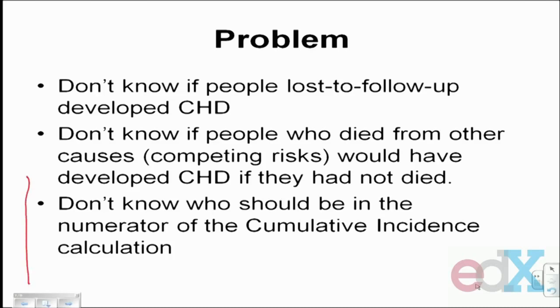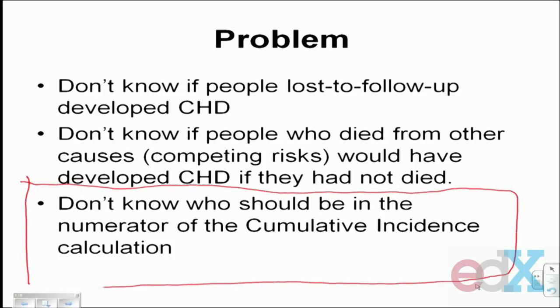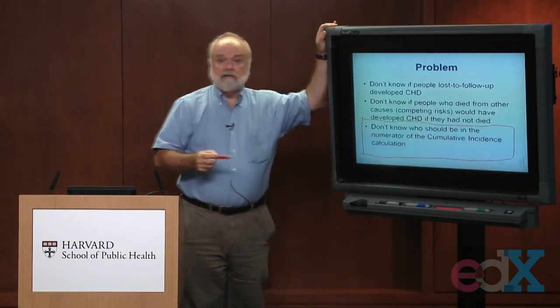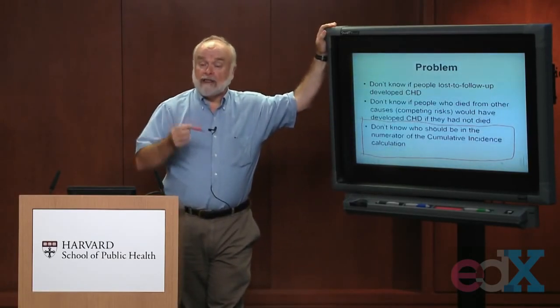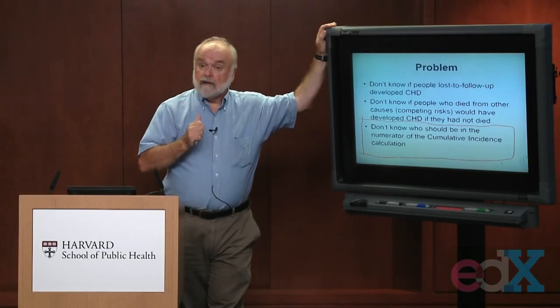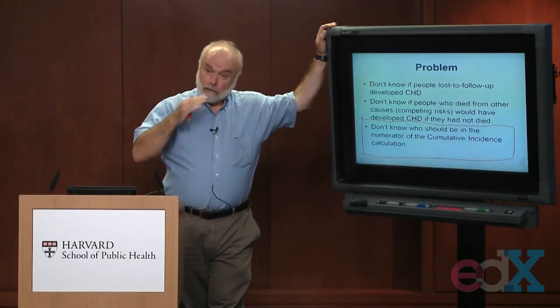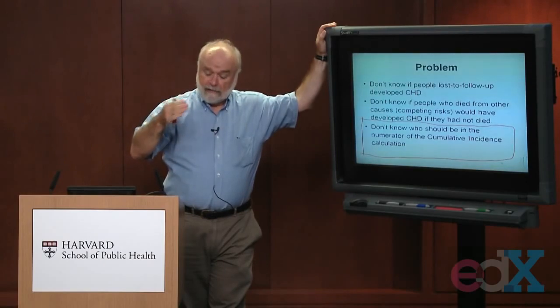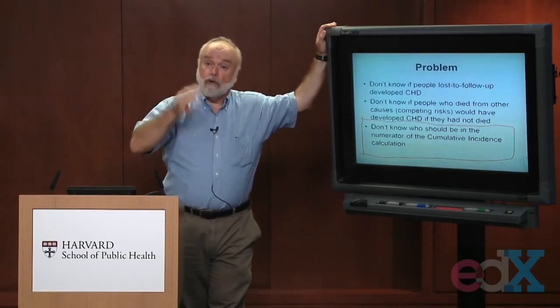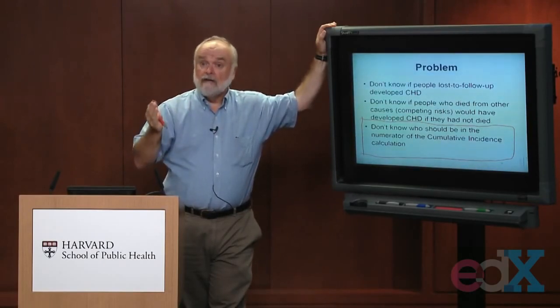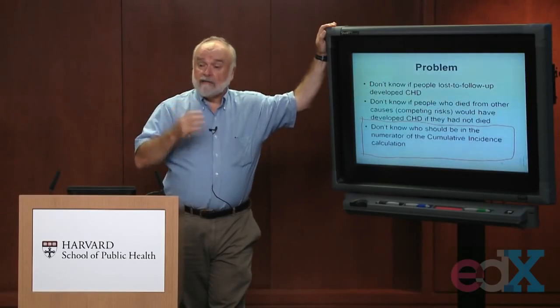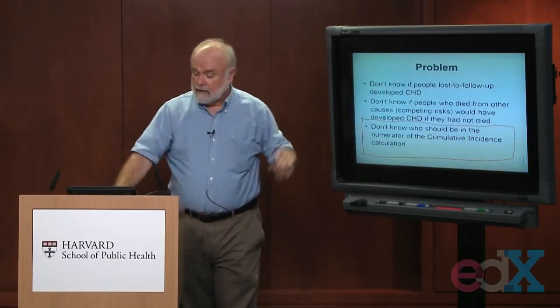The bottom line is you don't know what to put into the numerator of your calculation when you take all the cases of heart disease and divide by all the people at risk at the beginning of the study. Because there are some people you just don't know at the end of the study, 20, 24 years after the start of the study, whether they did or did not develop heart disease. That's the problem with data like these. And that's a fact of life. So what are the alternatives?